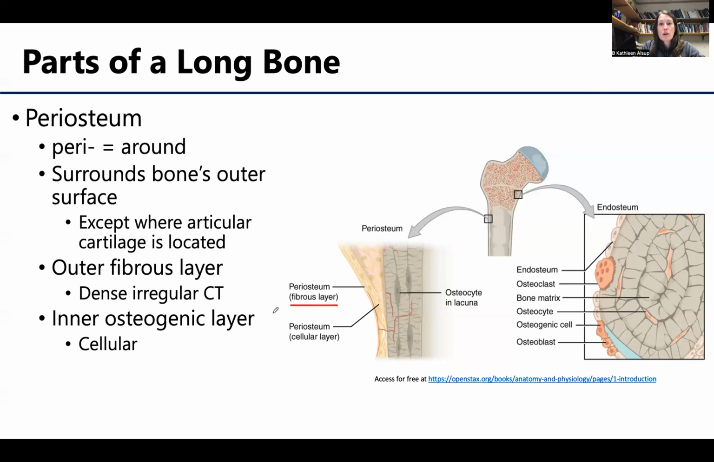And also, you're going to have an inner osteogenic or cellular layer. You can see that here. And that is going to be important in terms of appositional growth, or growth on the outside of the bone, or bone width. And so you'll have your osteogenic cells in there. You'll have osteoblasts associated with this inner layer of the periosteum.